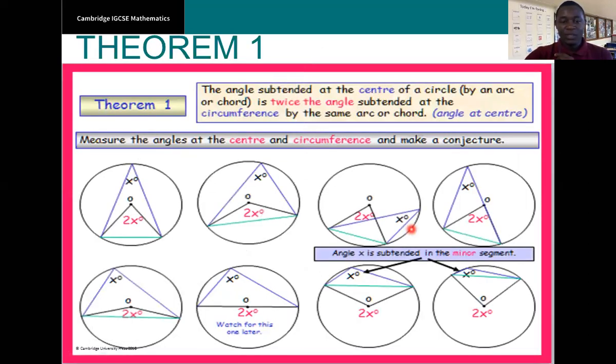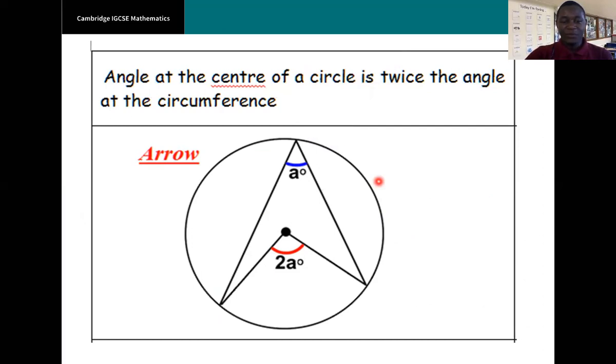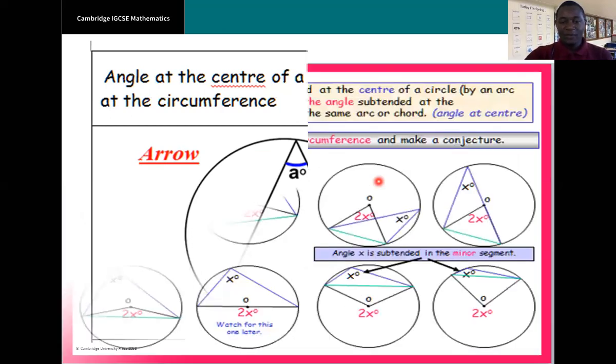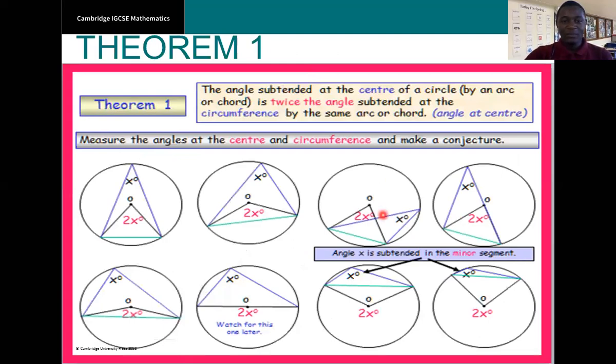Then let's go to various forms of theorem 1. Theorem 1 can have various forms, which we'll talk about much later. So we have these as the various forms. We have this one, this one, this one, and then we have this one. There are the 4 forms which theorem 1 can take in diagrams. Now let's move to the next theorem.